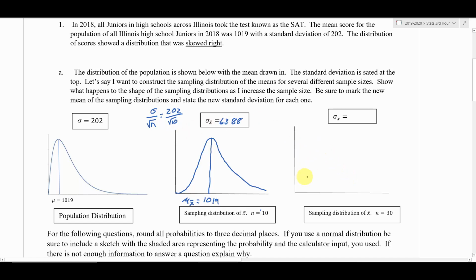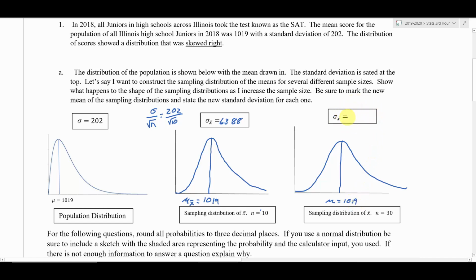All right, so we know that once we get to sample sizes of 30, that is sufficiently large according to the theorem. So we should get something that is nice and normal. So I'm going to draw a good normal bell curve here. All right, and I'm going to mark the center. So there's my mean, and we know the mean remains unchanged, right? So this is going to be 1019 still.